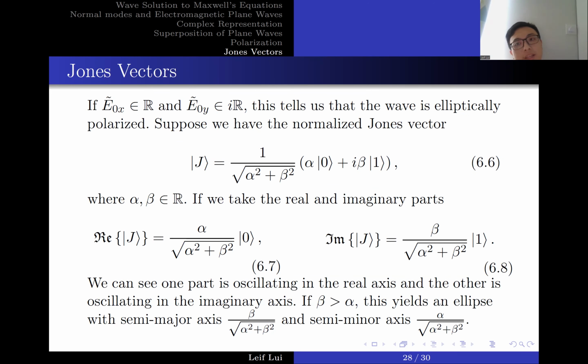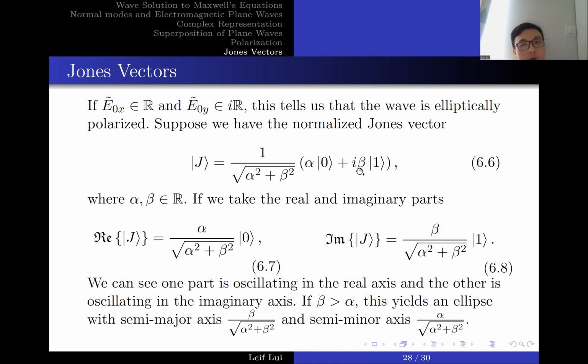But now, in the previous case, we always talked about real numbers, real vectors. But what if we have complex vectors? Before we move to complex vectors, let us consider a case where the x component is real and the y component is imaginary. This Jones vector will tell us that the wave is elliptically polarized. And how does this tell us? We can do the same thing. We can get the Jones vector, but we normalize it as well.